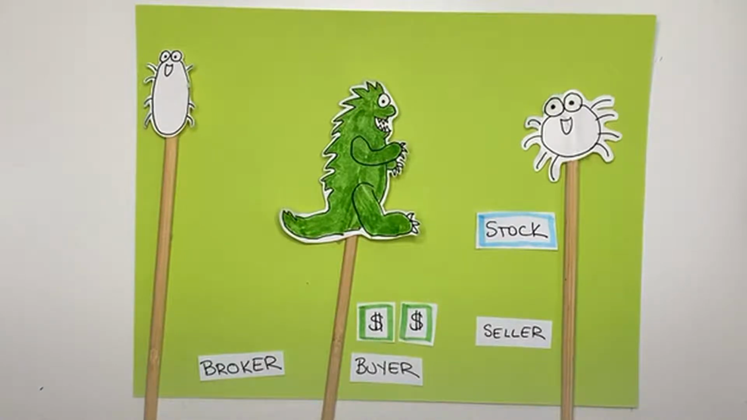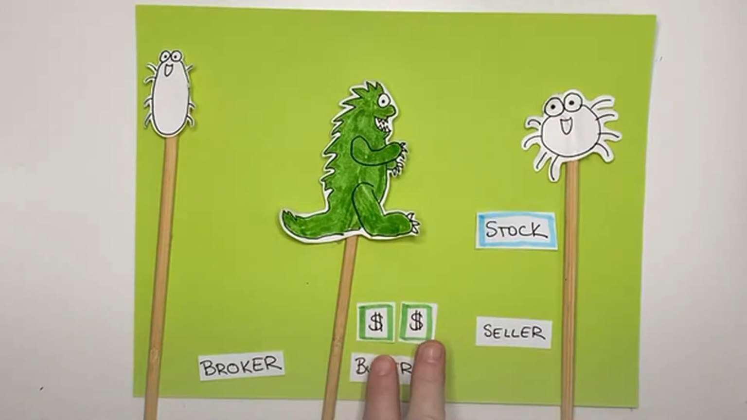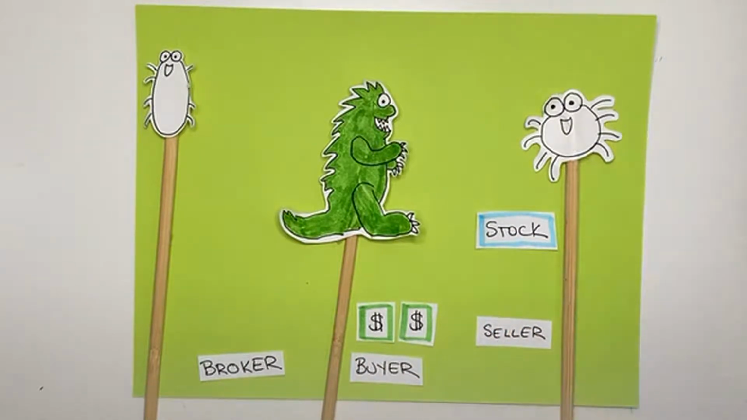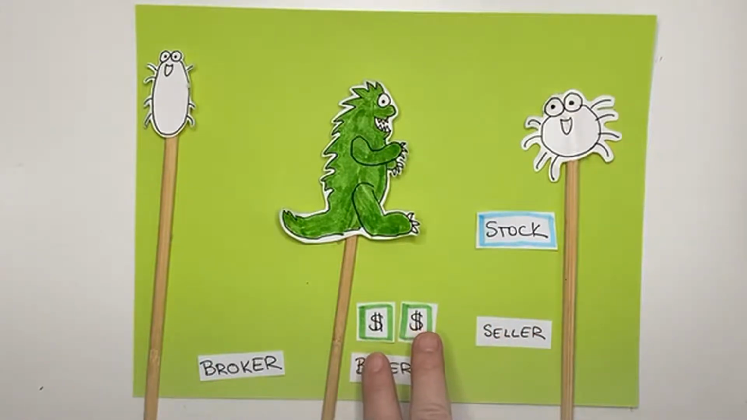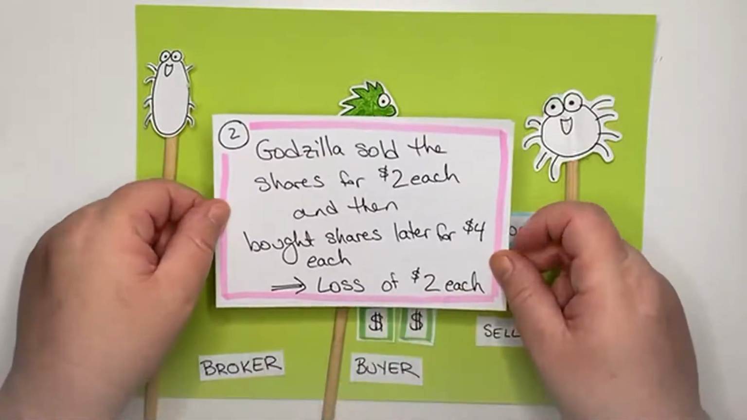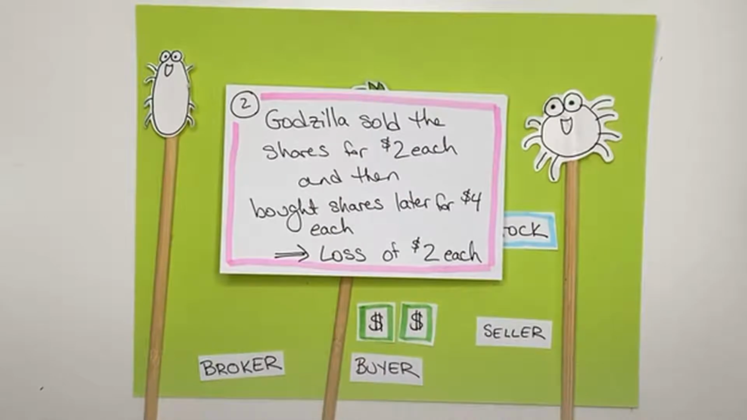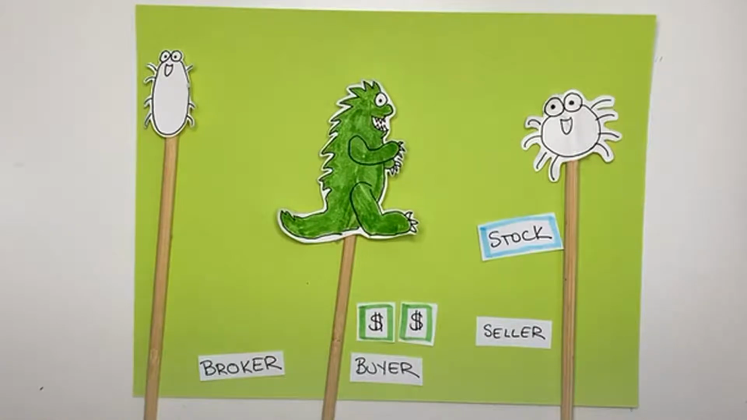And then some interesting things happen. Because now Godzilla, who only made $2 on the sale, is facing the possibility that she'll have to pay $4 for this stock. And she only made $2, so she's losing $2. Let's look at this. This is in pink because I didn't have red. This is a low budget sort of operation. So if Godzilla sold the shares for $2 each and then bought the shares later for $4, that's a loss of $2 per share. Well, $2 per share is not a terrible loss.